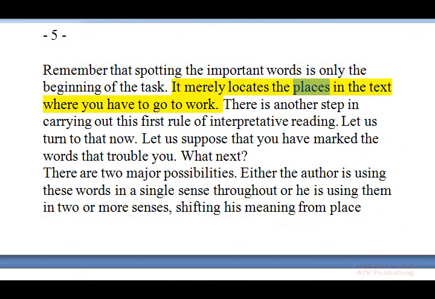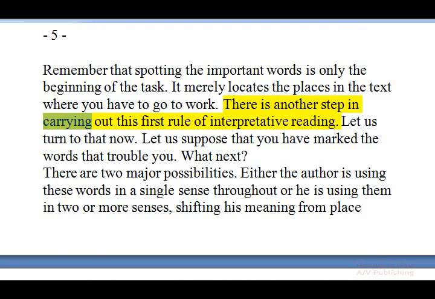Remember that spotting the important words is only the beginning of the task. It merely locates the places in the text where you have to go to work. There is another step in carrying out this first rule of interpretative reading. Let us turn to that now.